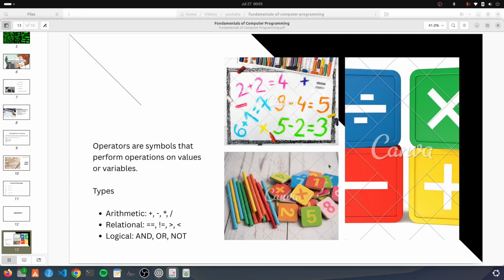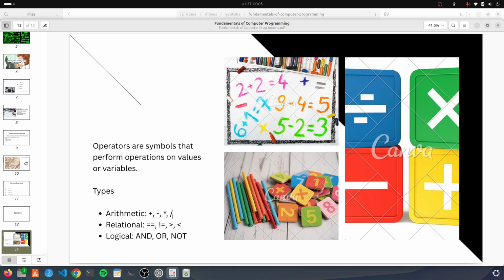The arithmetic operator is what enables us to perform mathematical computations, and these operators are addition, subtraction, multiplication, and then division. I believe everybody in their basic school learns how to perform simple calculations with addition, subtraction, multiplication, and division. So we should be cool with this.